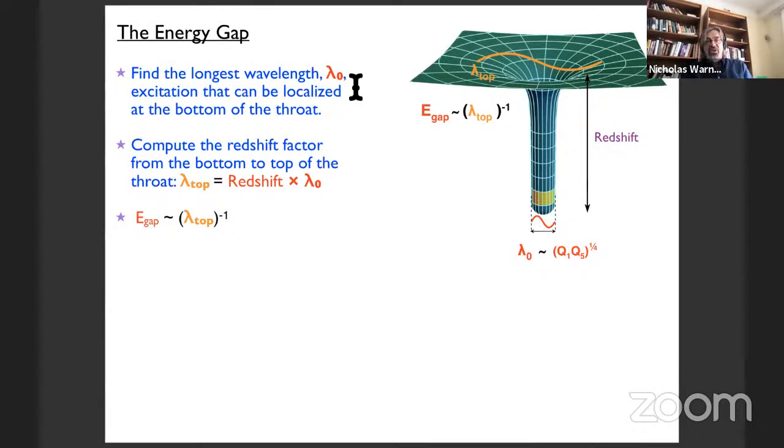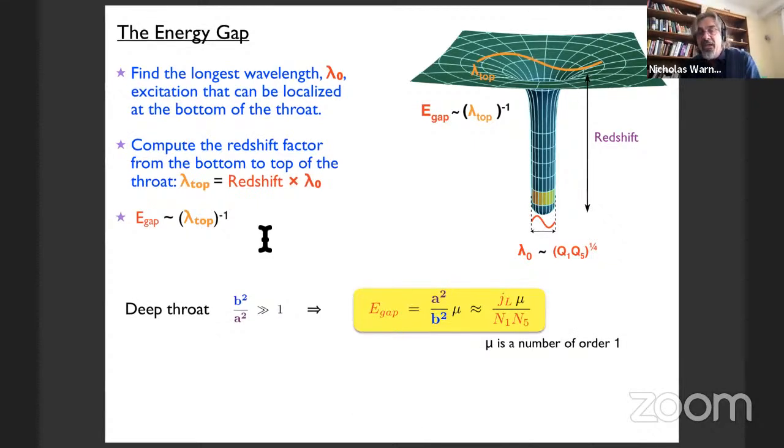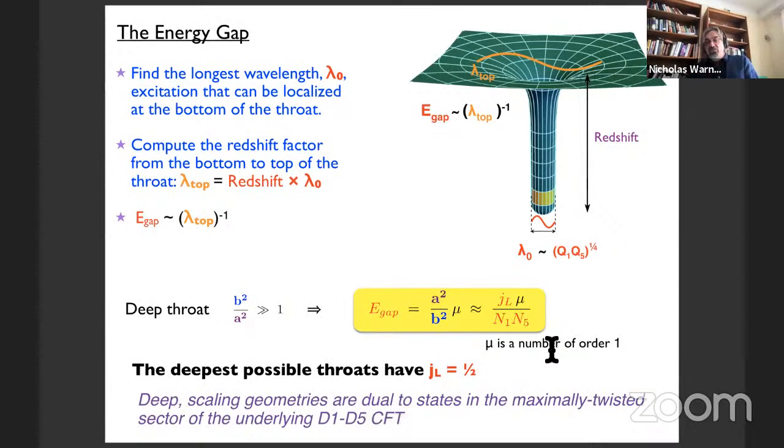gap that's precisely consistent with the CFT in the maximally twisted sector. In other words, you calculate the energy gap by looking at the longest wavelength you fit at the bottom of the throat. There's a redshift governed by the depth of the throat, which are these parameters B and A. You define the gap to be the longest wavelength you fit here, redshifted by the depth of the throat, and we'll call that E gap. You compute it for a deep throat, and you find that E gap is always governed by this A over B parameter. In terms of the geometry, it's always J left over M1 M5, times a number of order 1. And so you get exactly the gap that you expect from the D1-D5 CFT.